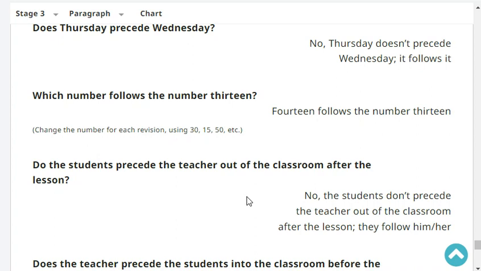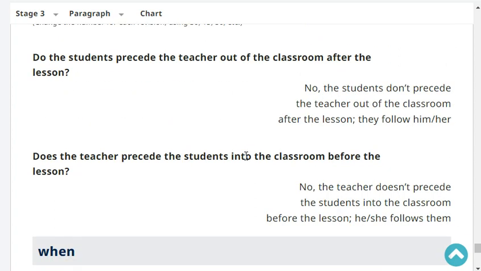No, the students don't precede the teacher out of the classroom after the lesson. They follow him. Does the teacher precede the students into the classroom before the lesson? No, the teacher doesn't precede the students into the classroom before the lesson. He follows them.